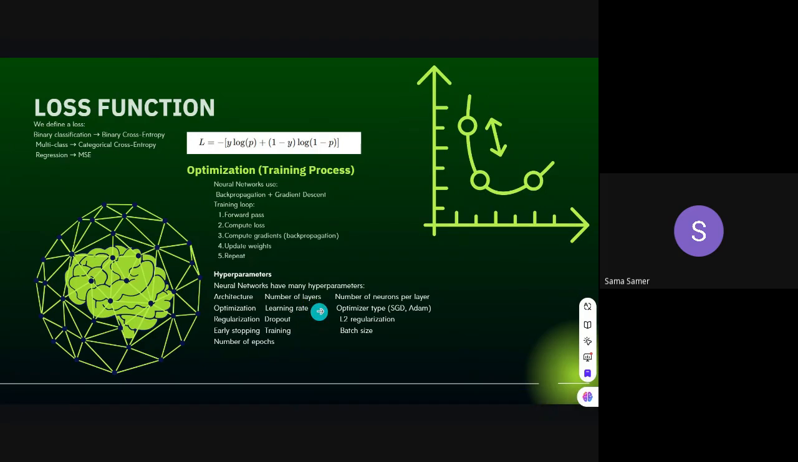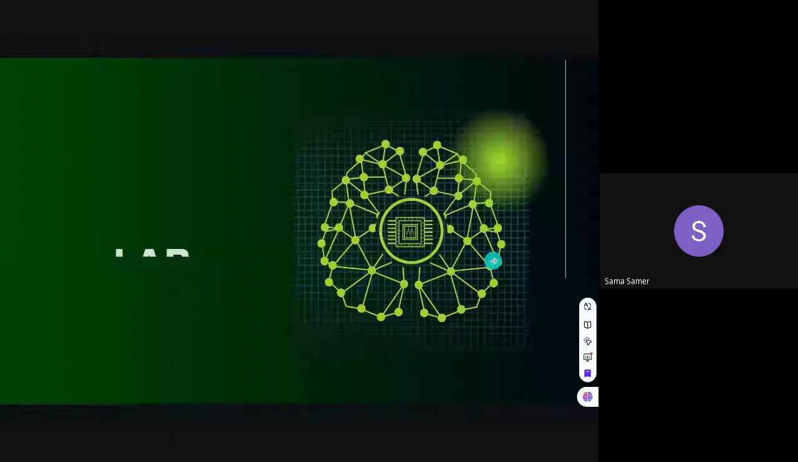The learning rate determines how stable the model will be. Dropout means that we won't use all of our neural network, we will use only part of it during training. Then the number of neurons per layer. And we have something called the optimizer type, which is SGD or Adam, and we will see it now.